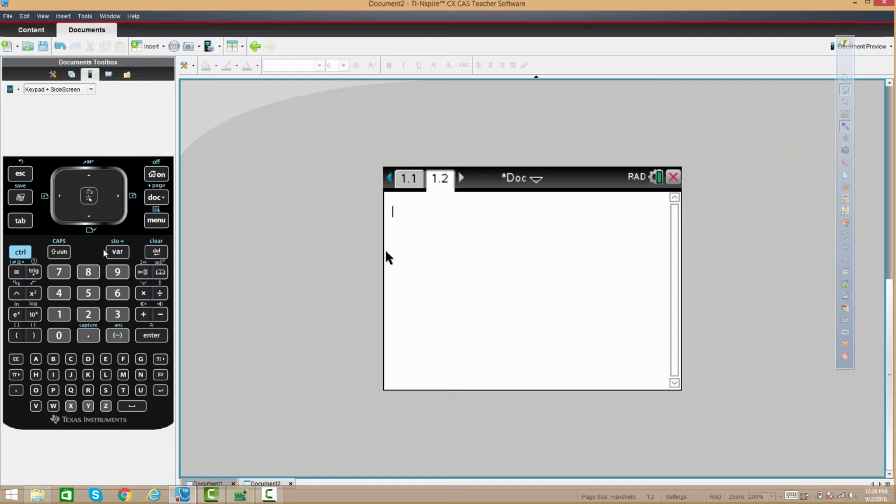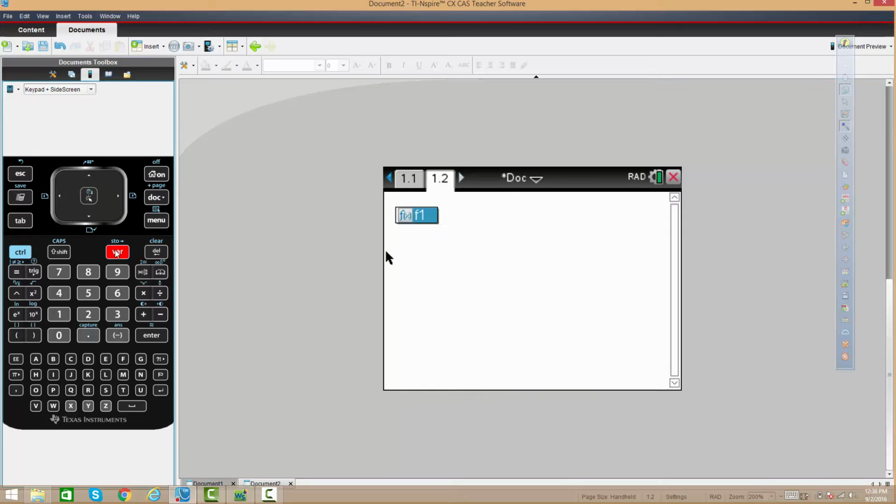I'm going to go to this key marked var. It stands for variables, and I see F1. So that's the function I defined in the graphing page. So I'm going to hit enter, put in a 3, and I find out that my function when x equals 3 equals 0.